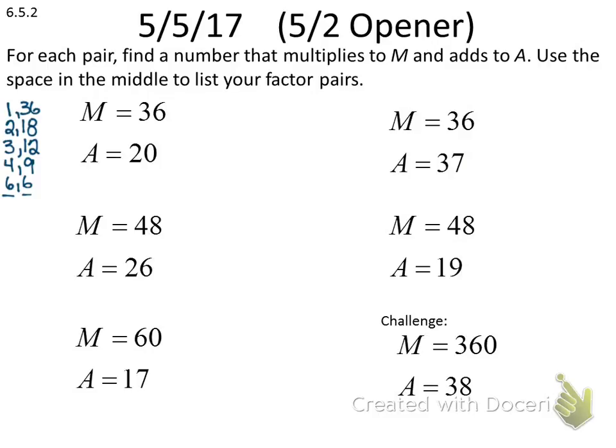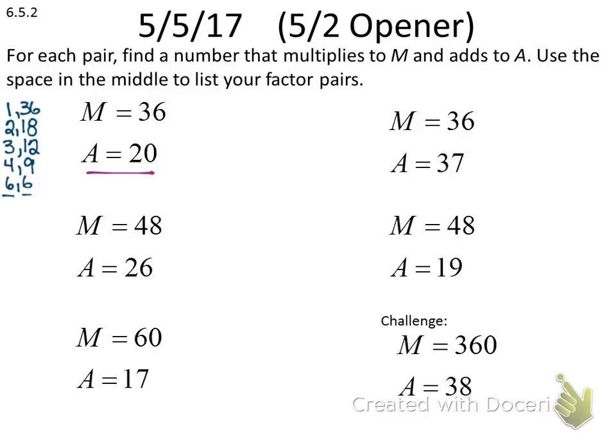Now, the A stands for add. Which of those factors can you now add together to get our A, to get our 20? The whole reason I wrote the entire list is because I want you to be able to see, if you don't get your answer right away, where your answer could come up down the line. So I'm going to take 1 plus 36. What does 1 plus 36 equal?